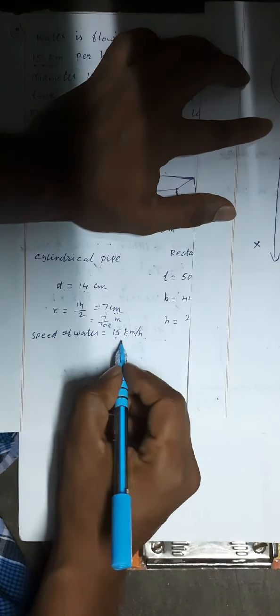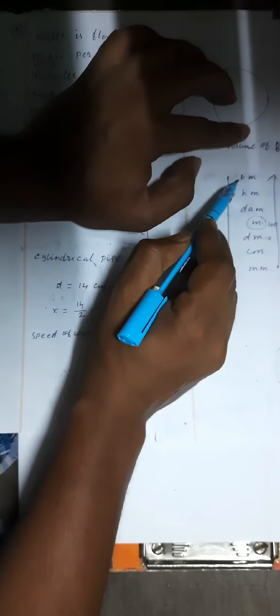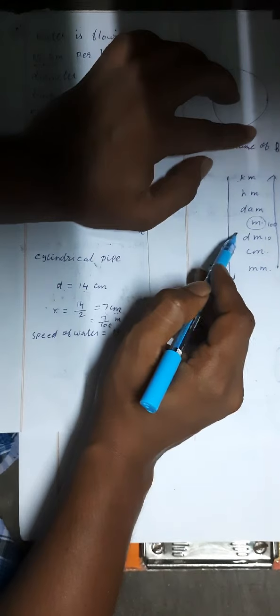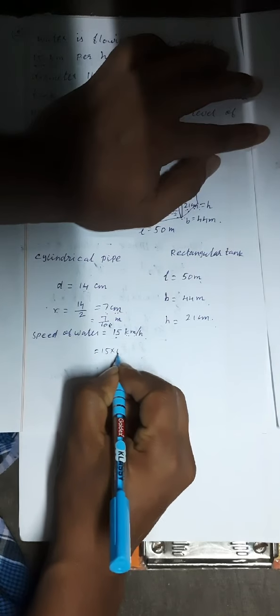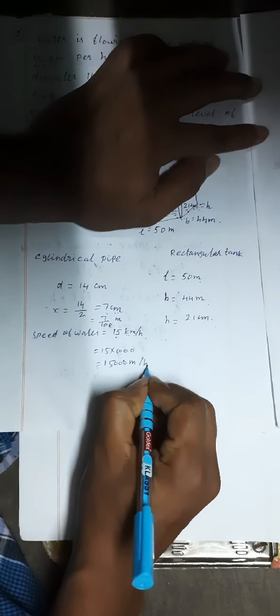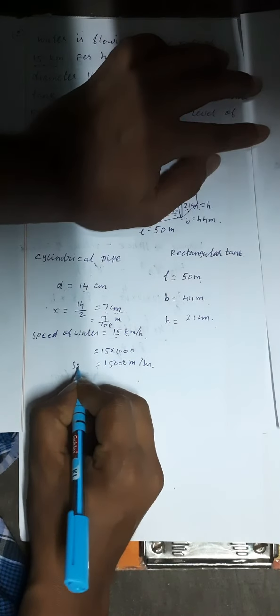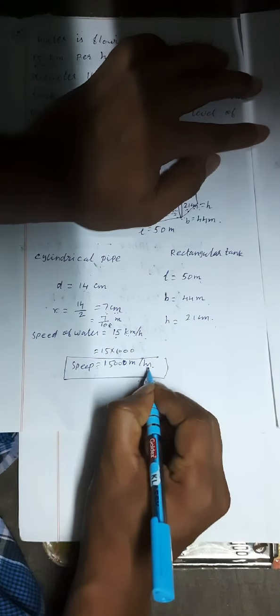Same here, they have given kilometer, and you want to change it into meter. Kilometer is a bigger value, so here 10, here 100, and meter will come at 1000. Big to small, it is multiply. So you multiply that 15 by 1000, and we get 15,000 meter per hour. That is the speed.